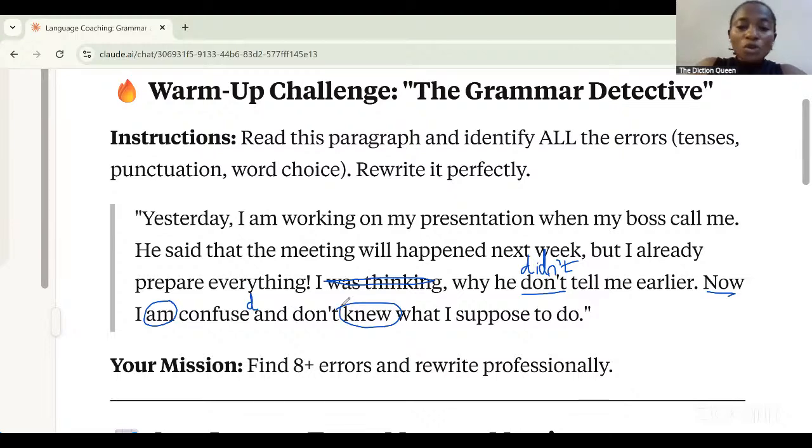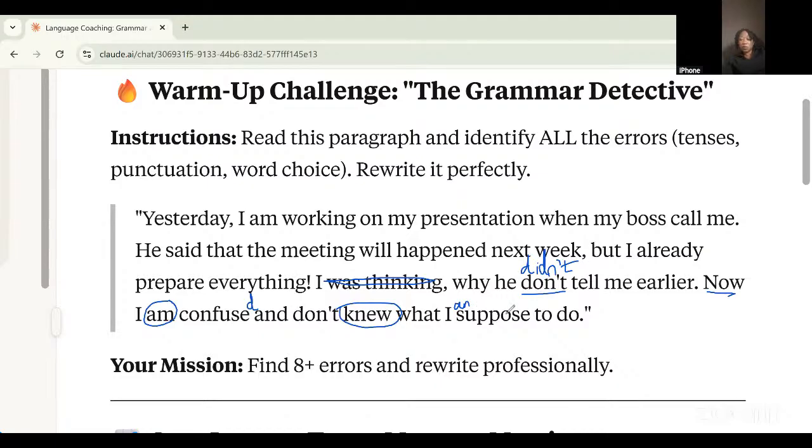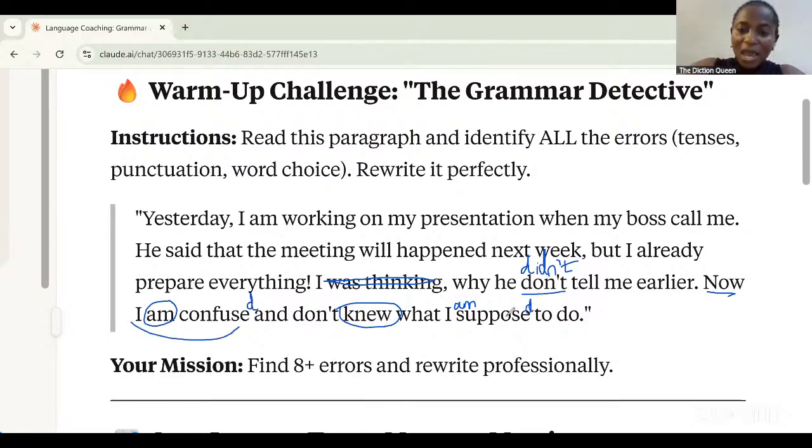I don't know what I'm supposed to do. No. What I am supposed to do. I am supposed to do. Just like "am confused," same tense. "Am supposed" as well. So the right reading, pay attention to my pronunciation.